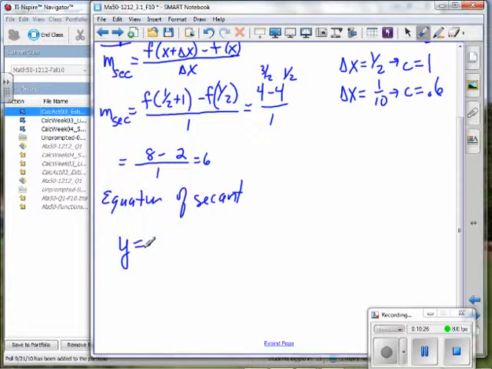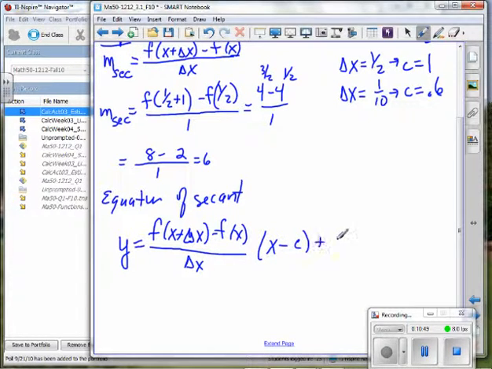Now, how do you get it memorized? Well, you write it over. Every time you use it, you write it. So for us, we're going to say, okay, what is my equation of the secant? It's going to be f of x plus delta x minus f of x divided by delta x, times x minus c, plus, wait a minute, how do I want to finish that? Yeah, we'll do it that way, f of c, because c is our new point.